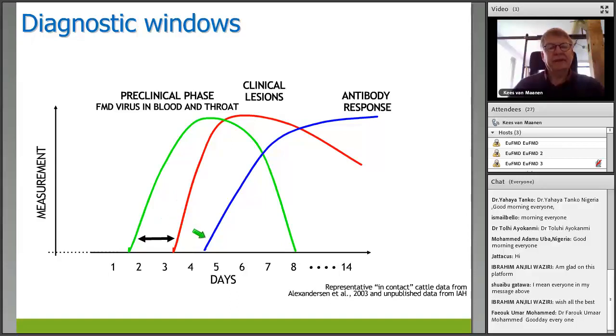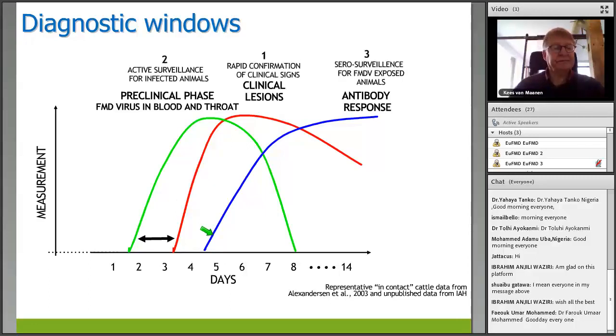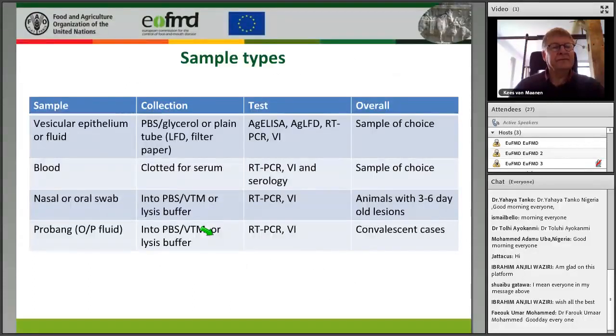And then we have the antibody response that will take a little bit longer. But already from cows with lesions of 5, 6, 7 days old, they may already develop SP antibodies, a little bit later, NSP antibodies. So, well, that's what I just said, in fact. Well, I'll just go through this very quickly.